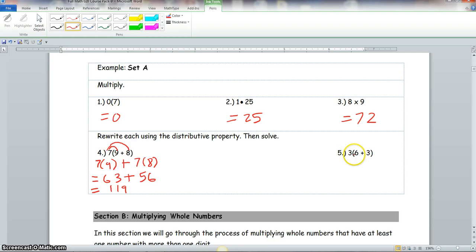Now we go here to number 5. We would take 3 times 6 plus 3 times 3. So we'll take this 3 times 6 and also this 3 times 3. 3 times 6 is 18, and 3 times 3 is 9. 18 plus 9 is 27.